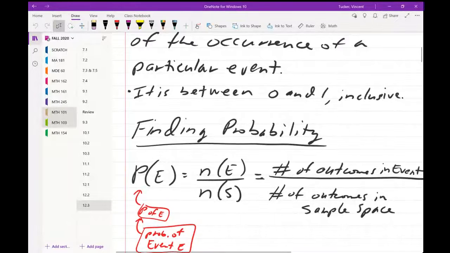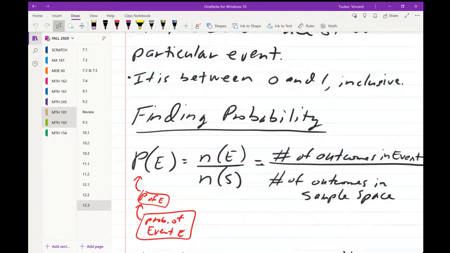Finding the probability of your event, that's what that P parentheses E stands for. You say P of E. So this probability of event E is the number of outcomes in the event over the number of outcomes in the sample space. Back in 12.1, we talked about what your event is and what your sample space is. Your sample space is the total number of possible outcomes from your experiment. And then your event is just a collection of outcomes out of the sample space.